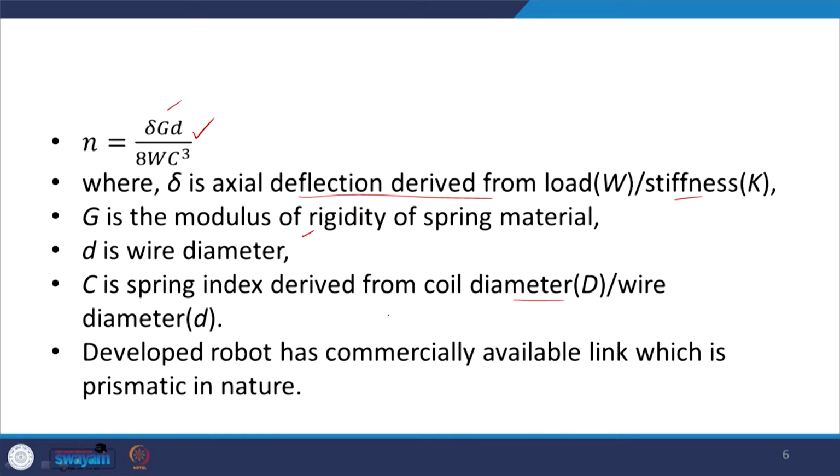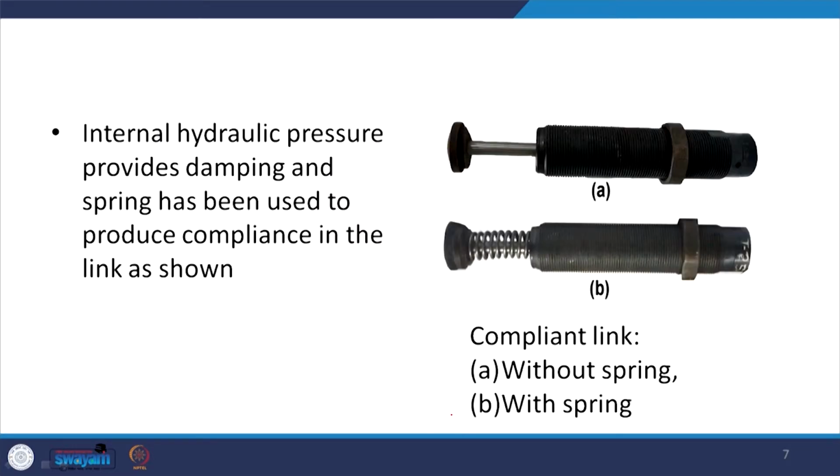The developed robot has a commercially available link which is prismatic in nature. So this is what we procured. There is an internal hydraulic pressure providing damping, and a spring has been used to produce the compliance here. So we inserted this one over here in order to introduce the compliance in the link.